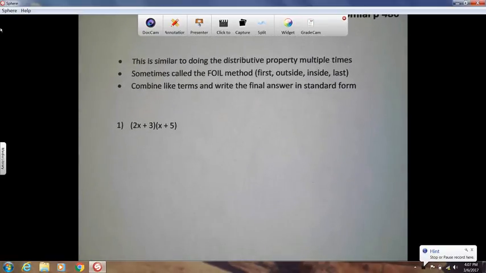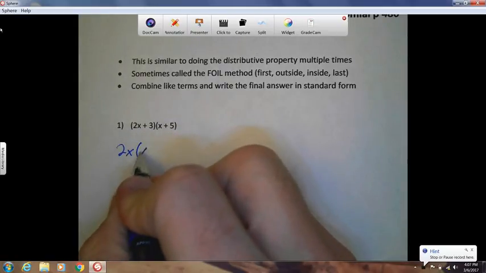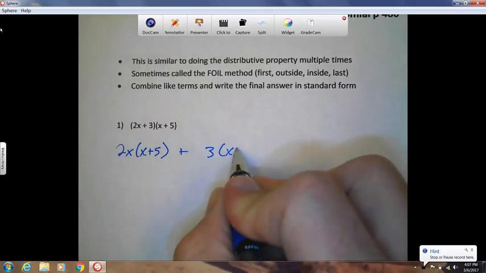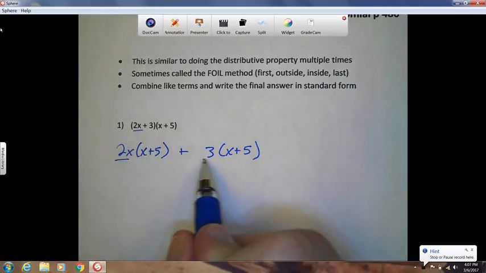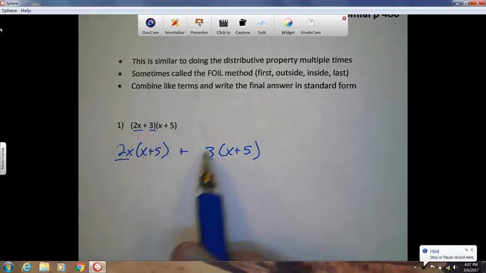So what I like to think about this is it's like doing the distributive property multiple times. So I could rewrite this in this manner. 2x times x plus 5 plus 3 times x plus 5. Notice how I have the 2x and the 3? Because I have to multiply everything.